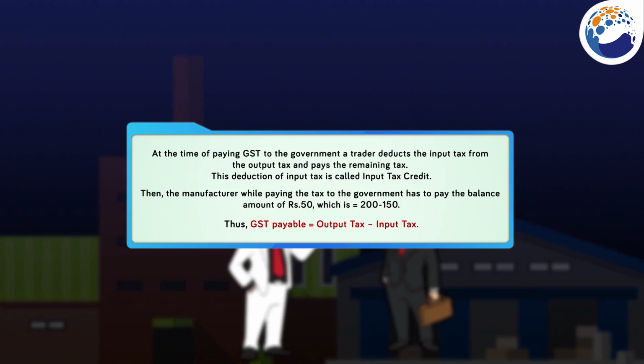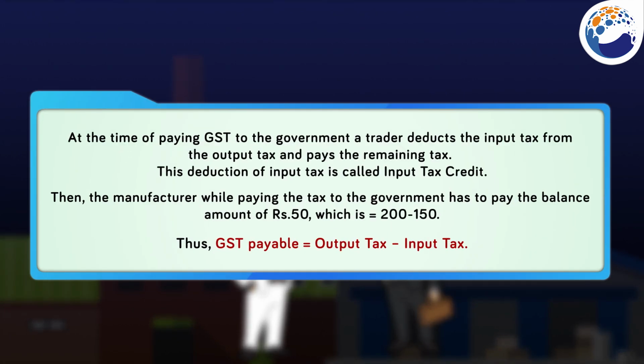At the time of paying GST to the government, a trader deducts the input tax from the output tax and pays the remaining tax. This deduction of input tax is called input tax credit. Then the manufacturer, while paying the tax to the government, has to pay the balance amount of rupees 50, which is equal to 200 minus 150. Thus, GST payable is equal to output tax minus input tax.